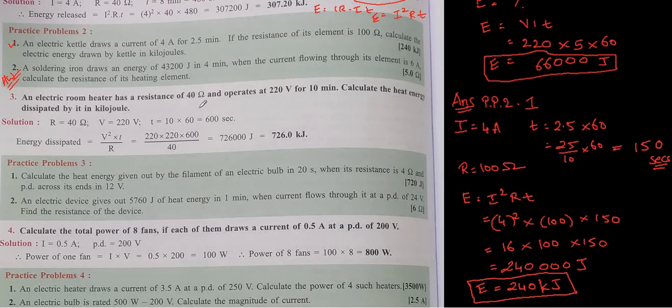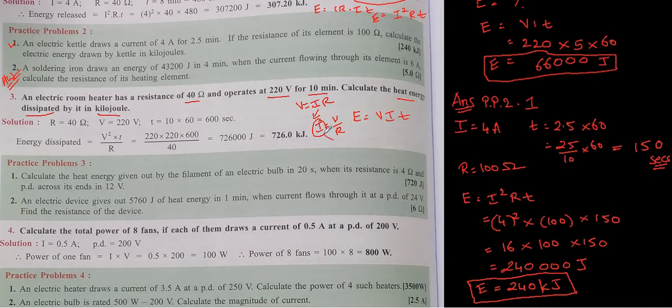An electrical room heater has a resistance of 40 ohms and it operates at 220 volts for 10 minutes. Calculate the heat energy dissipated, that means released by it, in kilojoules. So R is given as 40, V is given as 220 volts, and T is given as 10 minutes multiplied by 60, that is 600 seconds. So energy, we know, E is equal to VIT. Now here current is not given. So we know V is equal to IR, so I will become V upon R.